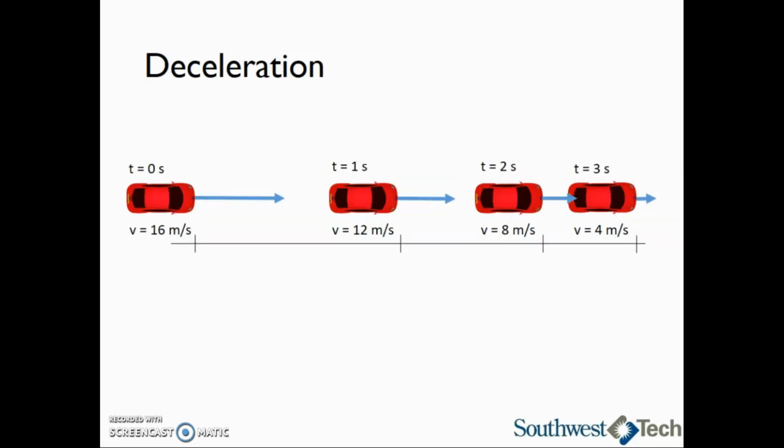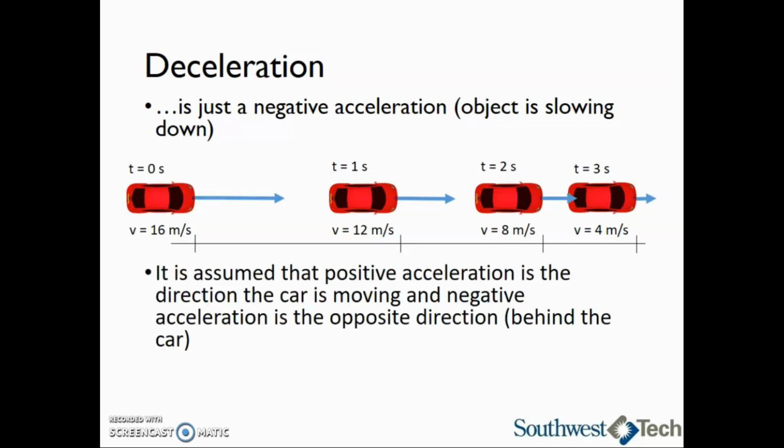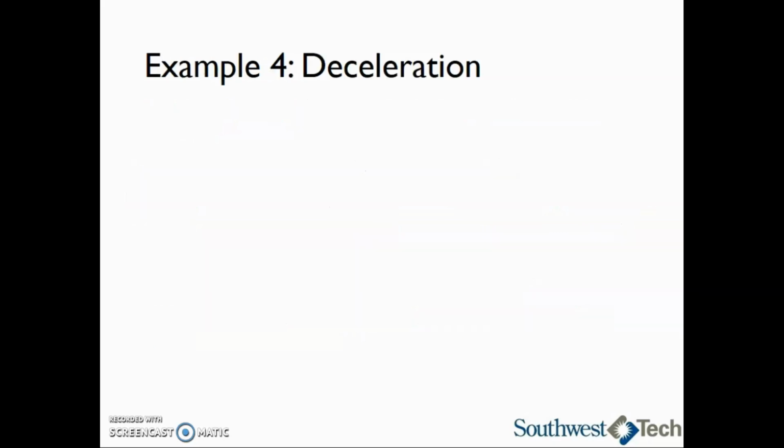Now that we've already talked about acceleration, we will also briefly talk about deceleration. Deceleration is just a negative acceleration. The other way you can think about deceleration is that the object is slowing down. As you can see in this picture, with each second that passes, the car's velocity is 4 meters per second less, and the distance it travels per second is also less. It is assumed that positive acceleration is the direction the car is moving, and negative acceleration is the opposite direction behind the car. Let's take a look at an example of deceleration.